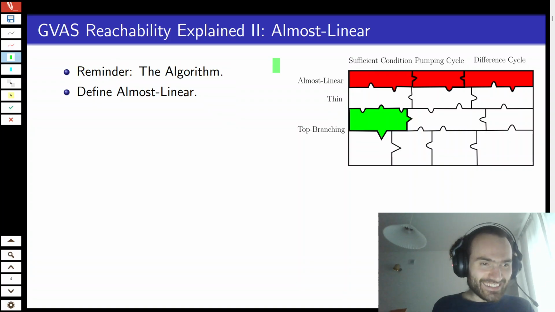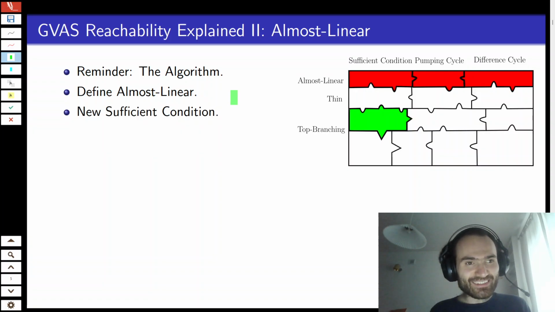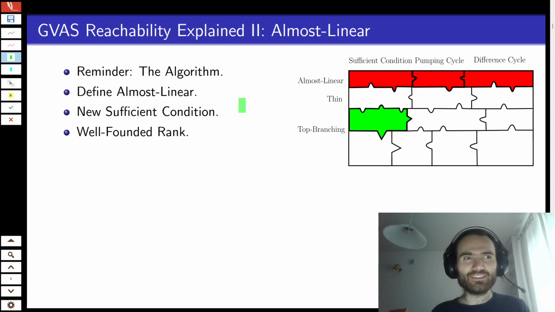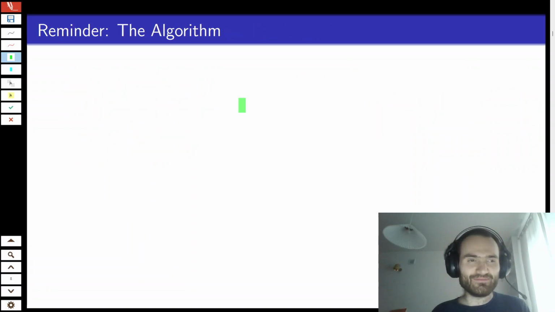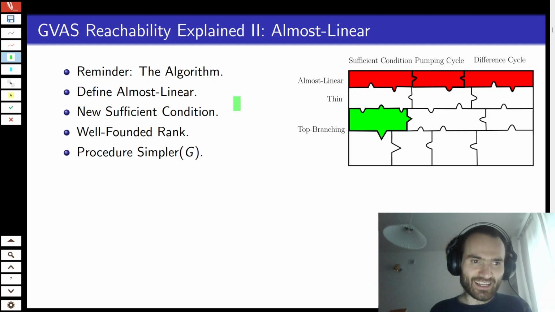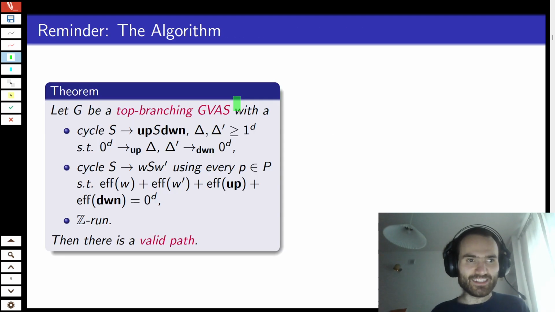Then step 2, we're going to define almost linear. Then, well, we need a new sufficient condition for almost linear. We will see at that point why we need a new one. We're going to define the well-founded rank, and then finally we end by defining the procedure simple of G. Well, this simple of G becomes clear now with this slide.